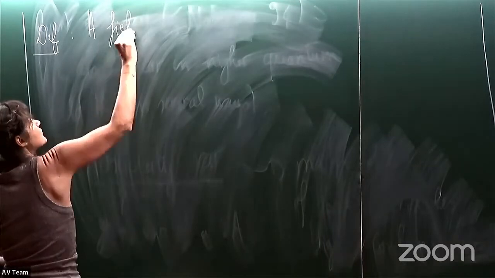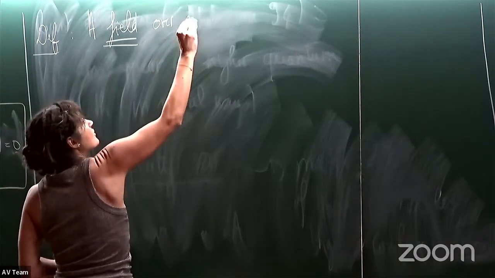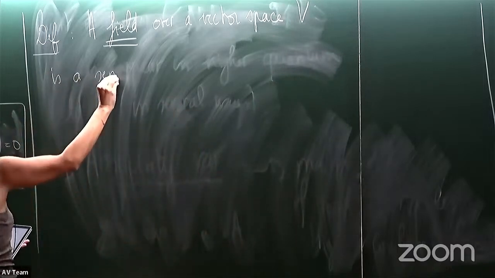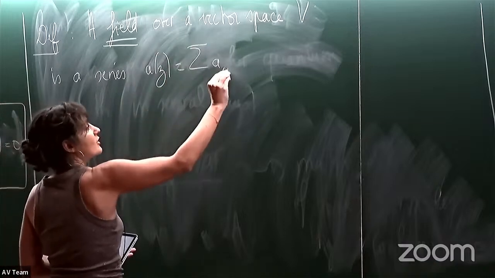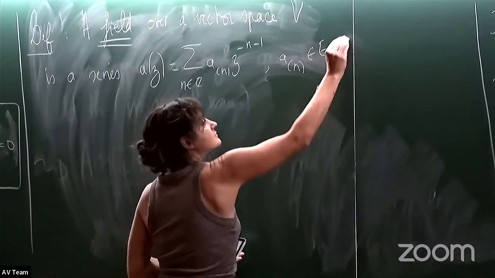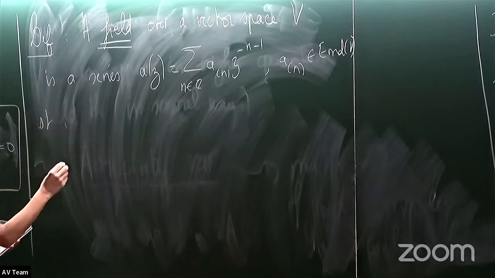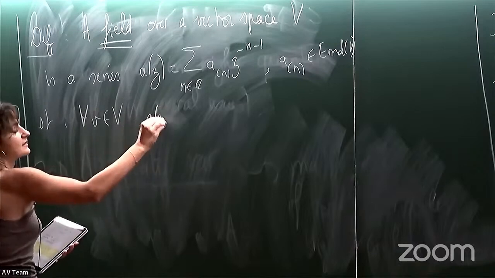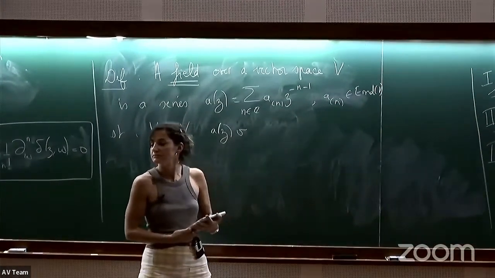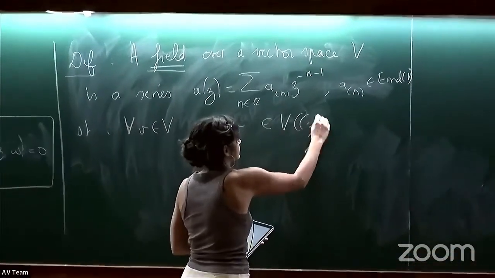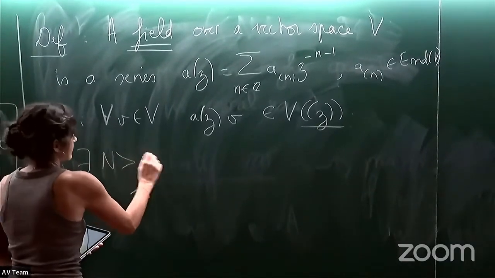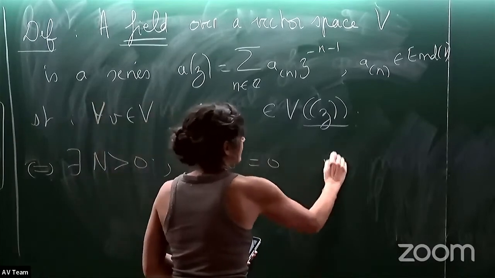First of all, I want to introduce the notion of a field over a vector space V. It is a series that I write like this, where the a_n are endomorphisms of V, such that if you apply this series to any element of V, I mean you apply a_n to v, then the result belongs to this space. So in other words, there are only finitely many negative terms. There exist a positive integer such that a_n v is 0 for n greater than it.